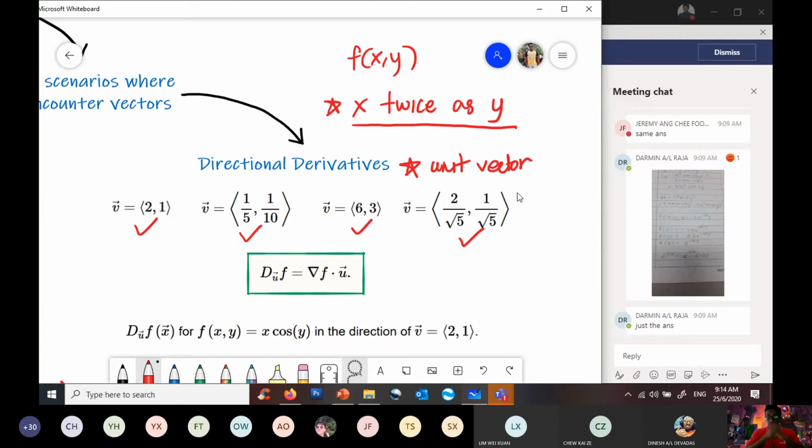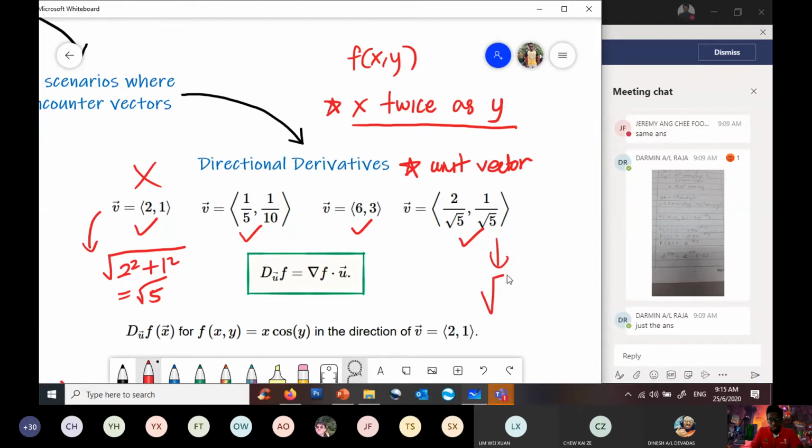If you forgot what the meaning is, a unit vector is any vector with magnitude 1. For example, if I compute the magnitude of this vector, 2 squared plus 1 squared is 5, so the square root of 5. Can you see it is not equal to 1? So this is not a unit vector. This is not a unit vector, this is not a unit vector, but if you compute this, you will see that it is a unit vector.